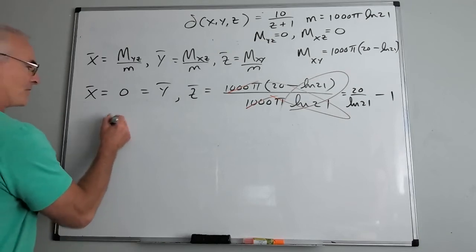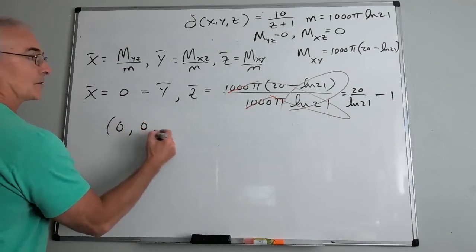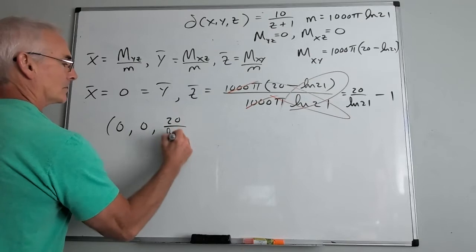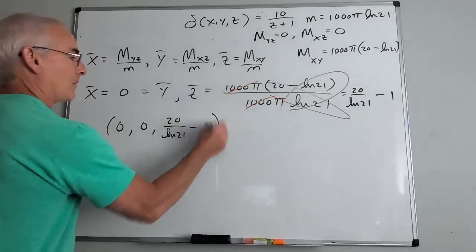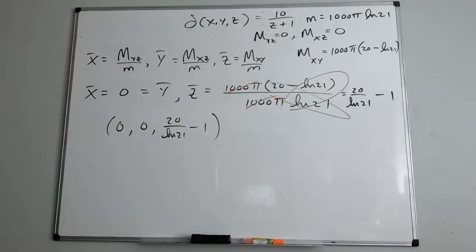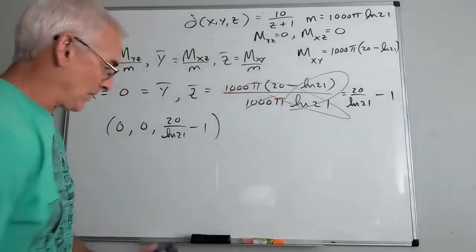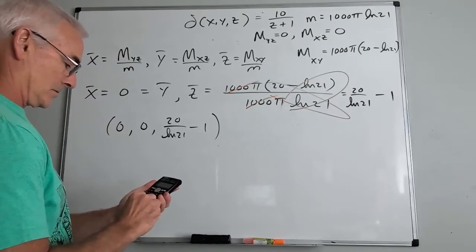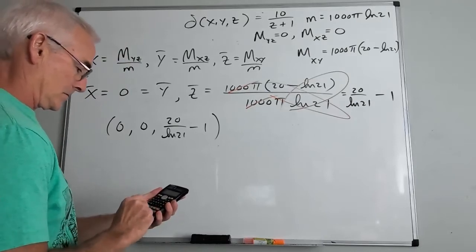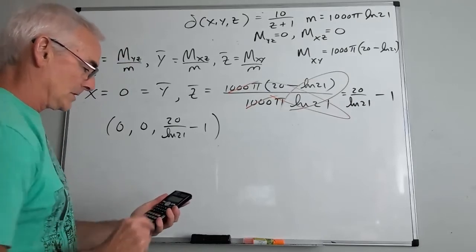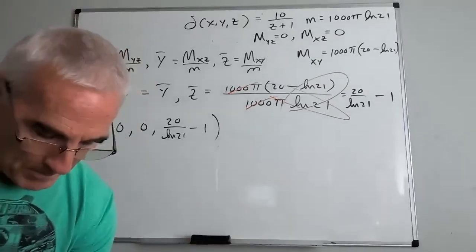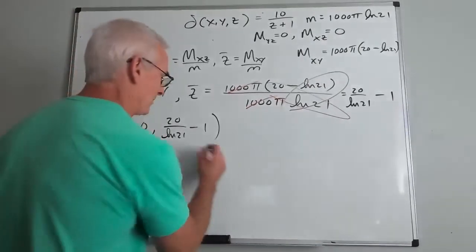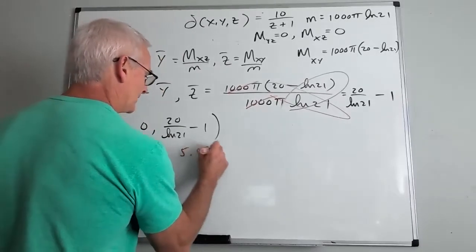So our center of mass is going to be at 0, 0, 20 over log 21 minus 1. Now, I have no idea how big that is. Let me get on my calculator. All right, so 20 over log 21 minus 1. Interesting. That's about 5.57.